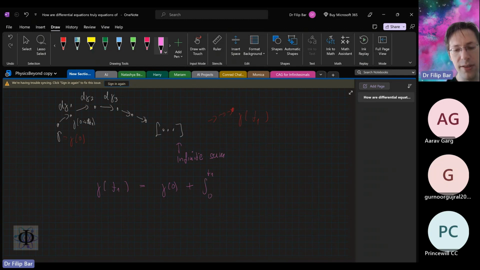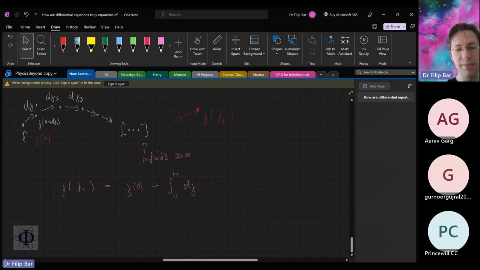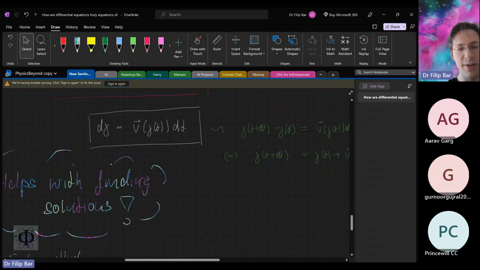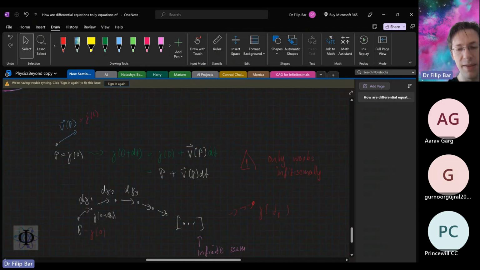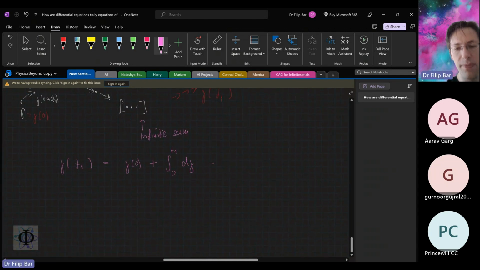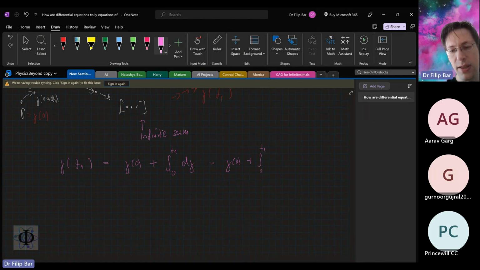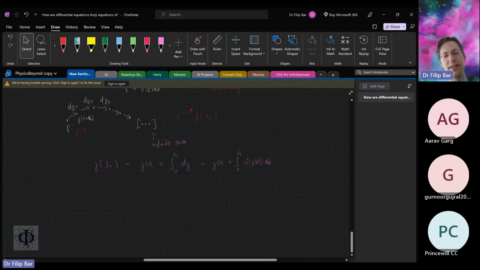And what do I need to integrate? Well, I need to integrate all these d gammas, right? But what is this d gamma? Well, we know what it is. We have our equation, v gamma t dt. So this is just gamma 0 plus the integral from 0 to T1 of v gamma t dt. So I have now turned the differential equation into a so-called integral equation.